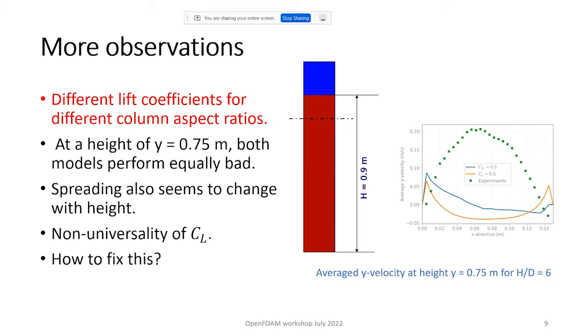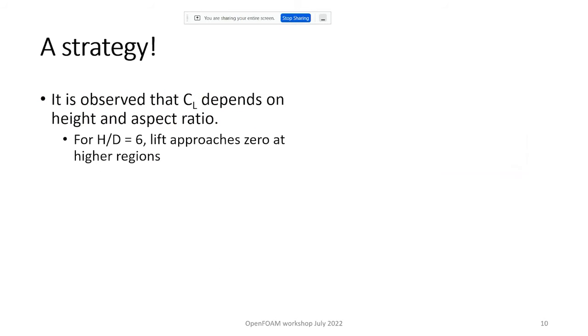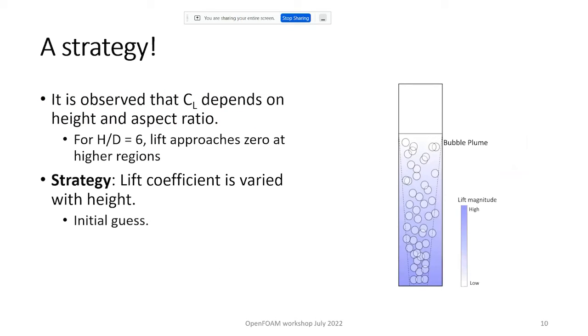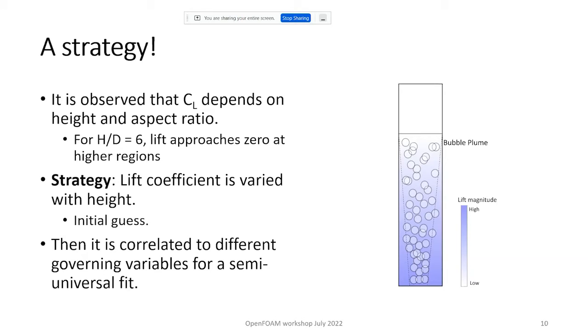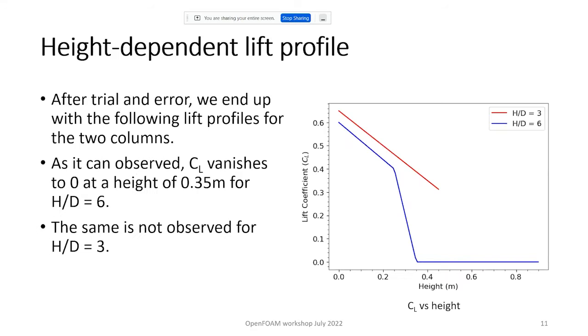We must have some sort of a strategy for this. So what I will implement is to find a lift coefficient that changes with height. That's what we observe, that CL is changing with height. We just take an initial guess and find out which one works best. This CL versus height is just a temporary relation, and then it's correlated to different governing variables for a better fit.